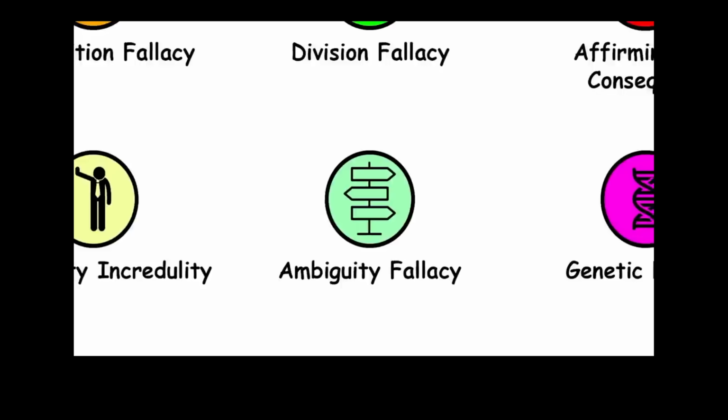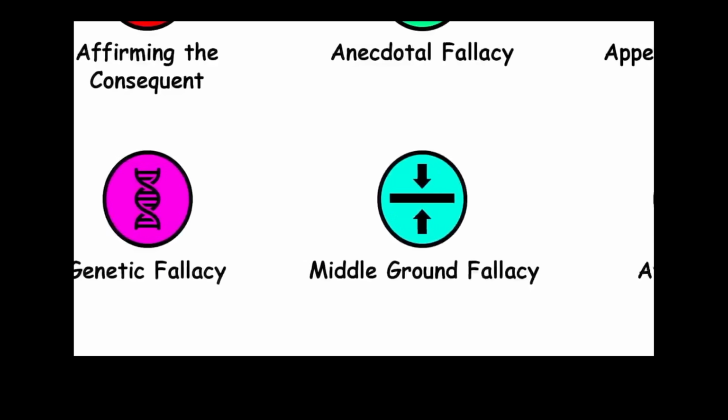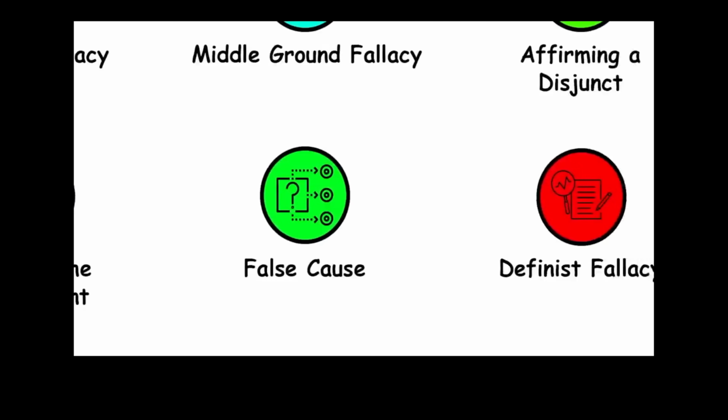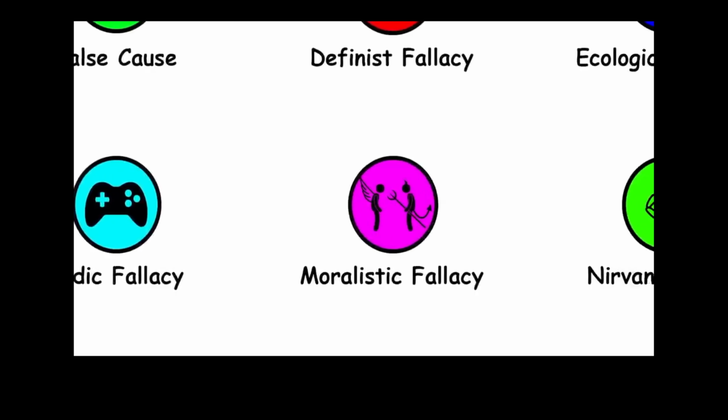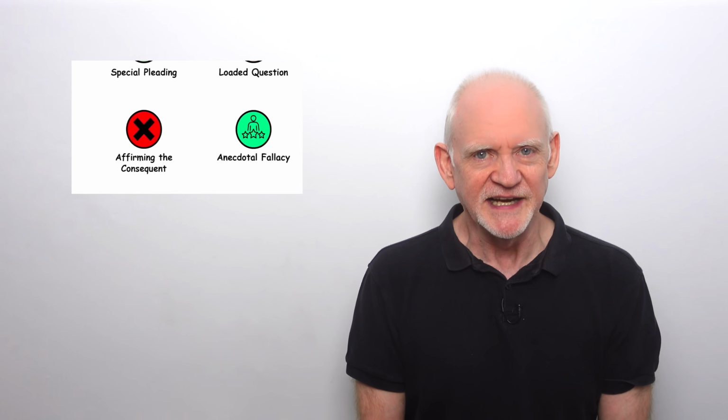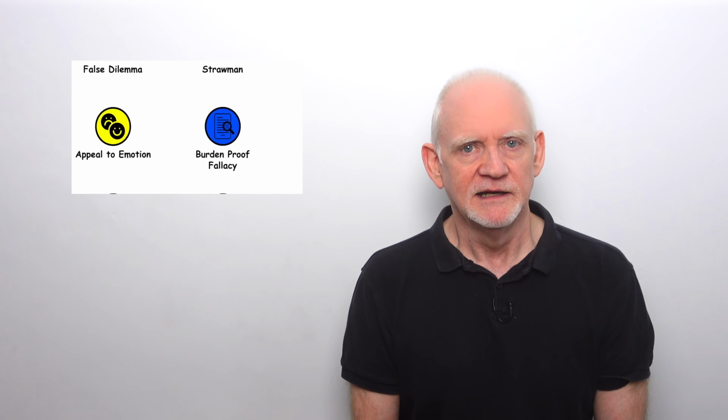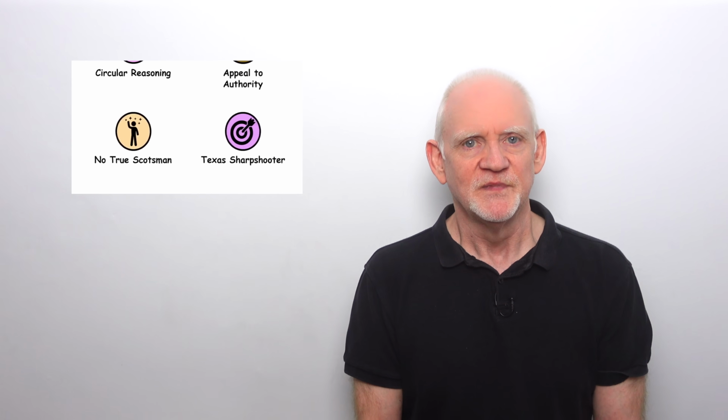But that's a pretty isolated case. I certainly don't do this. Ambiguity fallacy, genetic fallacy, middle ground fallacy, continuum fallacy, definist fallacy, ecological fallacy, historian's fallacy, moralistic fallacy, nirvana fallacy. Yes, it's a video explaining dozens of logical fallacies, and the endlessly repeated word fallacy is accented again and again and again. In fact, I'd call this doubly wrong.